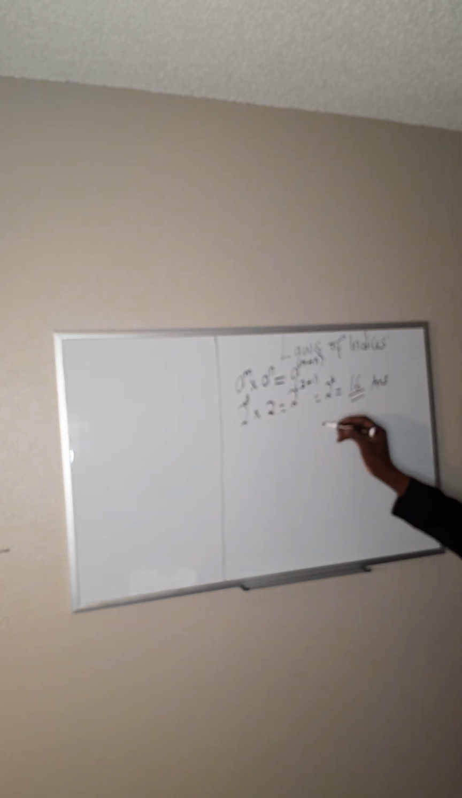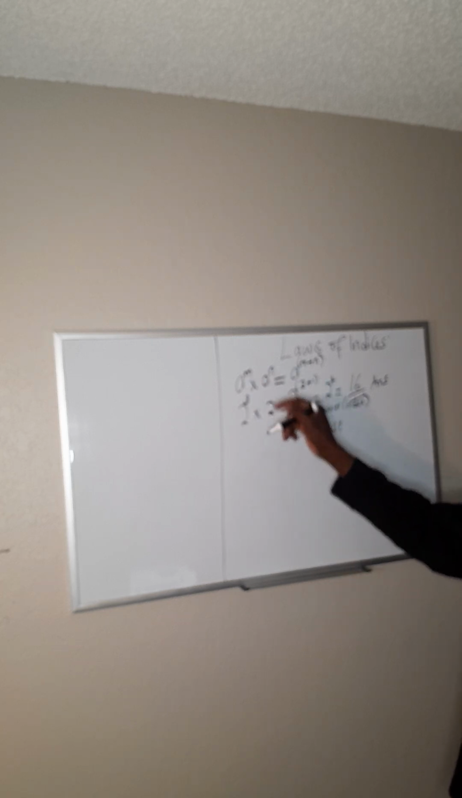If I have a raised to the power m, this one is the power, or what I'm also calling the index. In singular it is called index, or indices in plural. Then this one is the base. So whenever I am multiplying and the bases are the same, I simply add the powers.